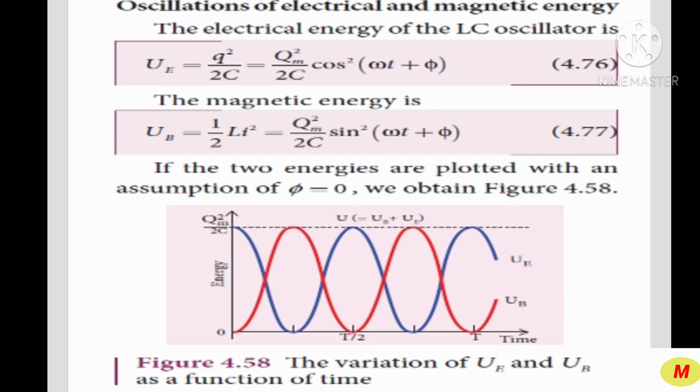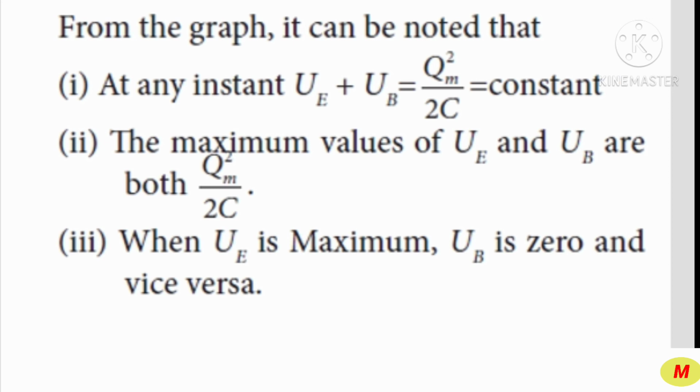If the two energies are plotted with the assumption of phi equal to 0, we get a figure like this. This figure shows the variation of the electrical energy and the magnetic energy with respect to time. From the graph, we can say that at any instant, the total energy, which is the sum of the electrical and the magnetic energy, is constant and equal to capital Qm squared divided by 2C. The maximum values of the electrical energy UE and the magnetic energy UB are both capital Qm squared divided by 2C.